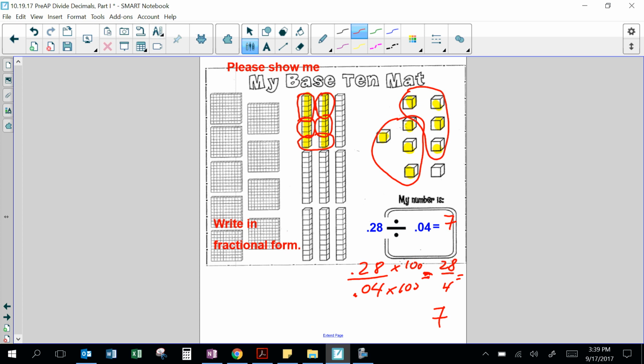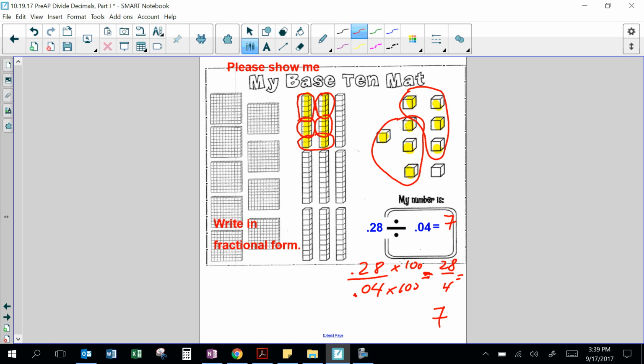So I checked my work here. It's always good to use multiple representations to check your work. So I have 28 hundredths, I divided by 4 hundredths, 7 groups of 4 hundredths go into 28 hundredths. Or 4 goes into 28 seven times.